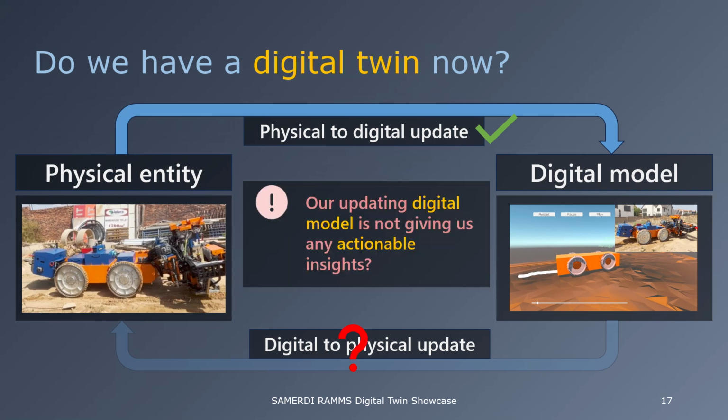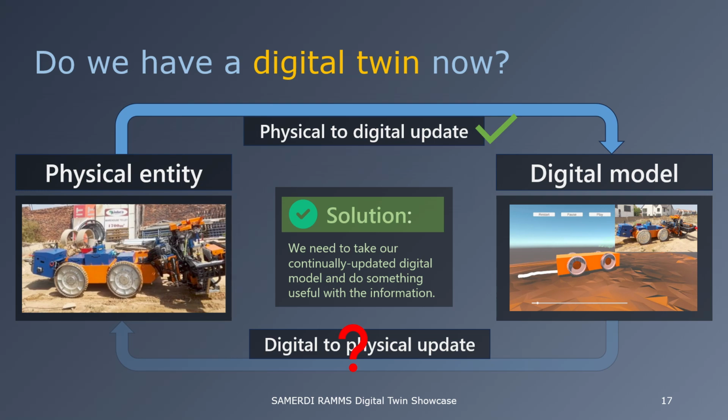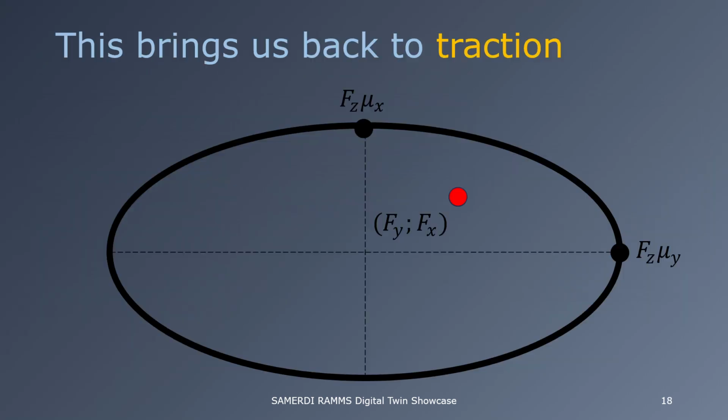In fact, we call this a digital shadow. Our digital model is shadowing reality, but it's not doing anything to influence the physical entity. All right. And the reason we can make this claim is that our digital model is not generating any actionable insights. There's nothing in this model we can act on. So the solution is we need to take this continually updated model and do something useful with the information. And this now brings us full circle back to the concept of traction.